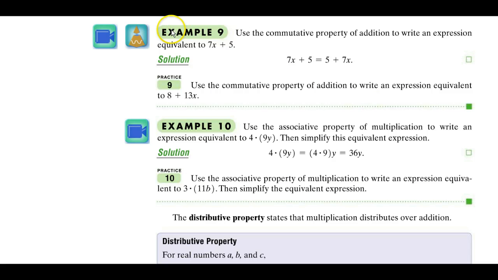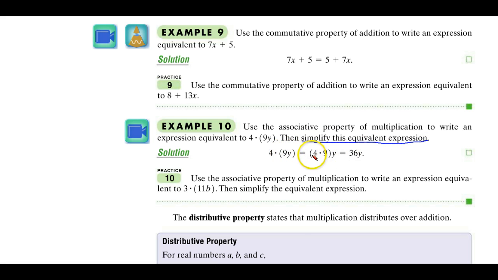Now for chapter 1 still, example 9, use the commutative property of addition to write an expression equivalent. So there's that, and we just switch them around, just the order. Now for example 10, use the associative property of multiplication to write an equivalent of this. So again, we're just shifting where we put the parentheses. The order is the same. But now they're asking us to do something here. This is critical. They're asking us to simplify the expression.